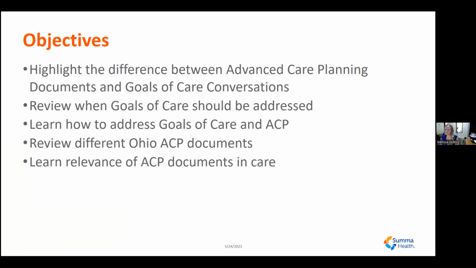So, okay, just a couple of objectives. I wanted to highlight the difference between advanced care planning documents and goals of care conversations, because really those two things can be used often interchangeably. And they can be the same thing when talked about as a concept, but it's really very important to distinguish. Also reviewing when goals of care should be addressed, and how to address goals of care in advanced care planning. And again, hearing so many of you being nurses and social workers, this could be something you incorporate into your clinical practices. Reviewing the different Ohio ACP, Advanced Care Planning, documents, and then learning the relevance of these documents in clinical care. And then at the end, hopefully just understanding why both are truly important in the care delivery for patients.